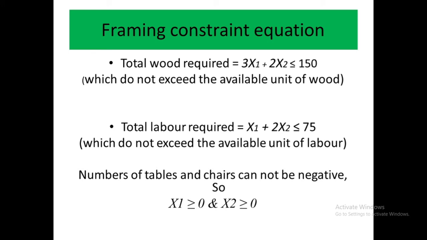And finally, what about the x1 and x2 variables? The number of tables and chairs cannot be negative, because we can't produce tables in a negative manner in industries; everything is positive in industries. The number of chairs and tables should be positive, so x1 should be greater than or equal to 0. We may produce 0 tables, but we can't produce a negative number of tables and chairs, so x1 ≥ 0 and x2 ≥ 0.